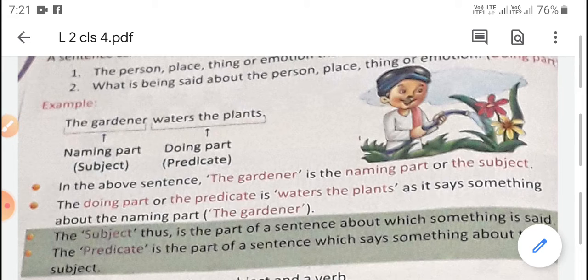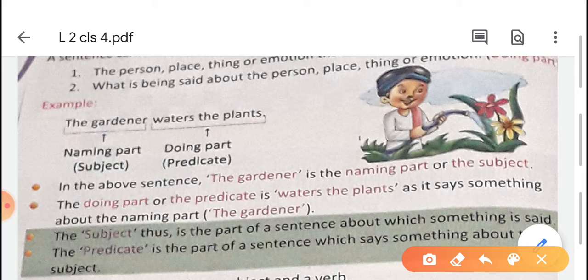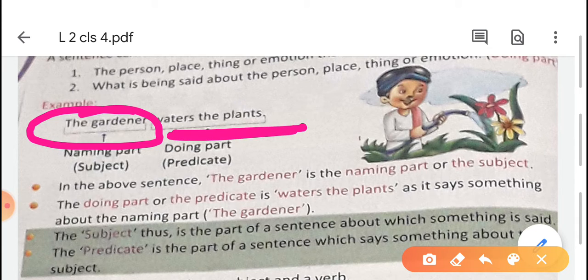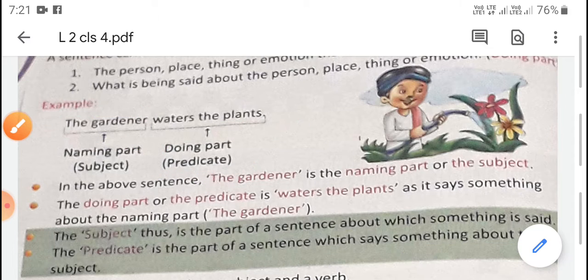Now, what we are talking about the subject, that is called a predicate. Here the gardener waters the plants. What are we talking about the gardener? We are talking about the gardener: waters the plants. So this is doing part, or we can say predicate.